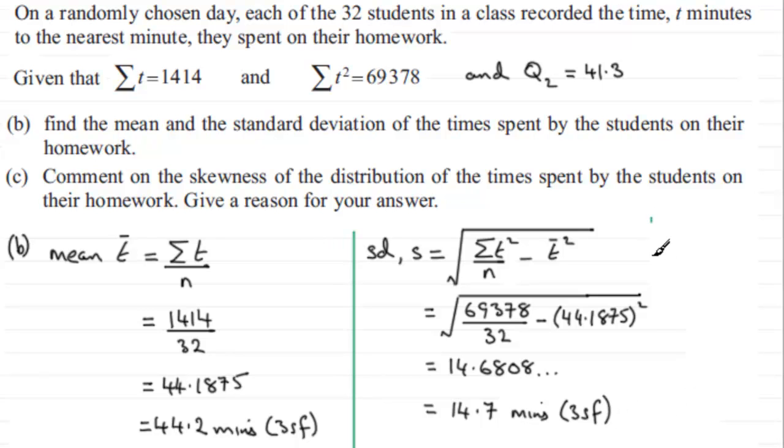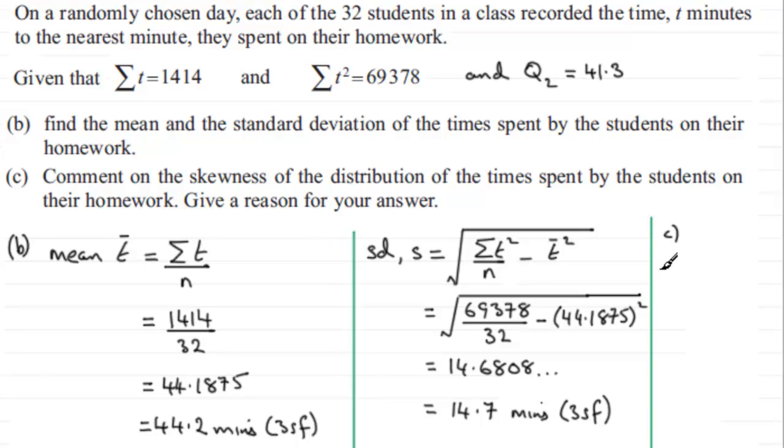Now in part C, we're asked to comment on the skewness of the distribution of the time spent by the students on their homework and give a reason for our answer. Well, this is where we compare the mean to the median, Q2. And what I notice is that the mean, 44.2, is greater than the median. And if that's the case, this is a sign of positive skew. If it was the other way around, it would be negative skew. That is, if the mean was less than the median.